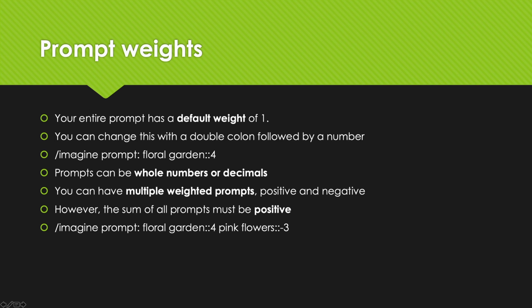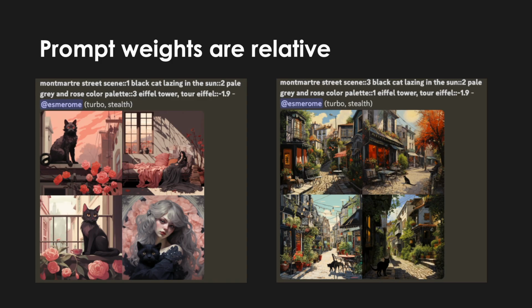If you ran this prompt right here, floral garden colon 4, that's the same as not using a weight at all, because the weights are relative. And the sum of all your prompts has to be positive. For example, in this prompt, floral garden colon 4, pink flowers colon -3, the sum of all the weights is 1, which is still positive, and you can run the prompt. I'm going to show you some examples of this.